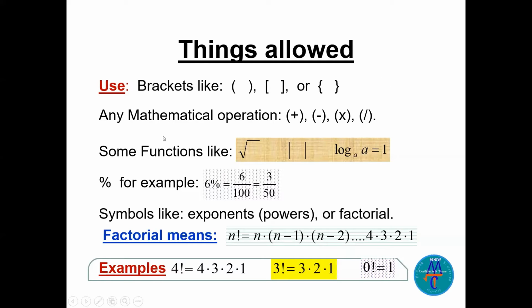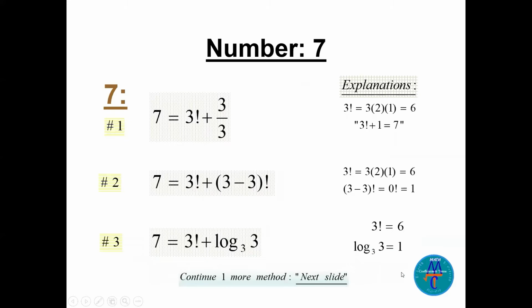You can use any powers, factorial. Just to remind you, n factorial will be n times n minus 1, n minus 2, etc. Like 4 factorial will be 4 times 3 times 2 times 1, 3 factorial, 3 times 2 times 1. 0 factorial is 1 by definition.